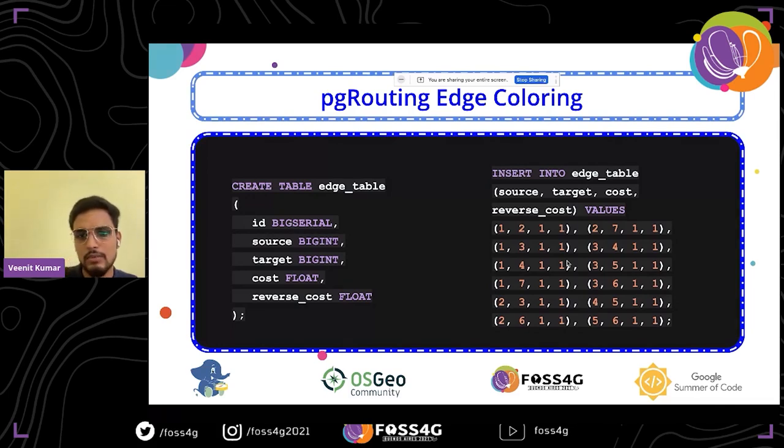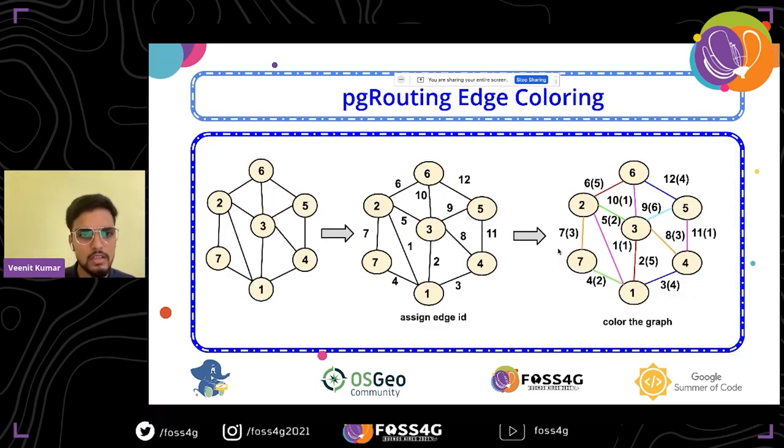Here, you can see the insert part, we have taken a graph with 12 edges as an example. Moving on. Here is a 2D format of the graph. You can see what it looks like if you draw it on a plain paper or something. It looks like this.